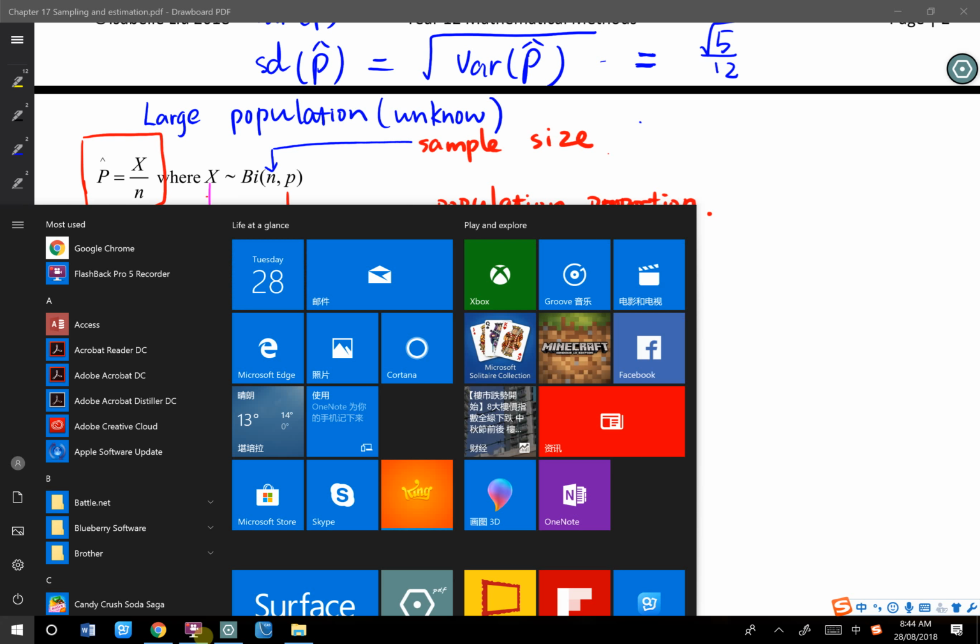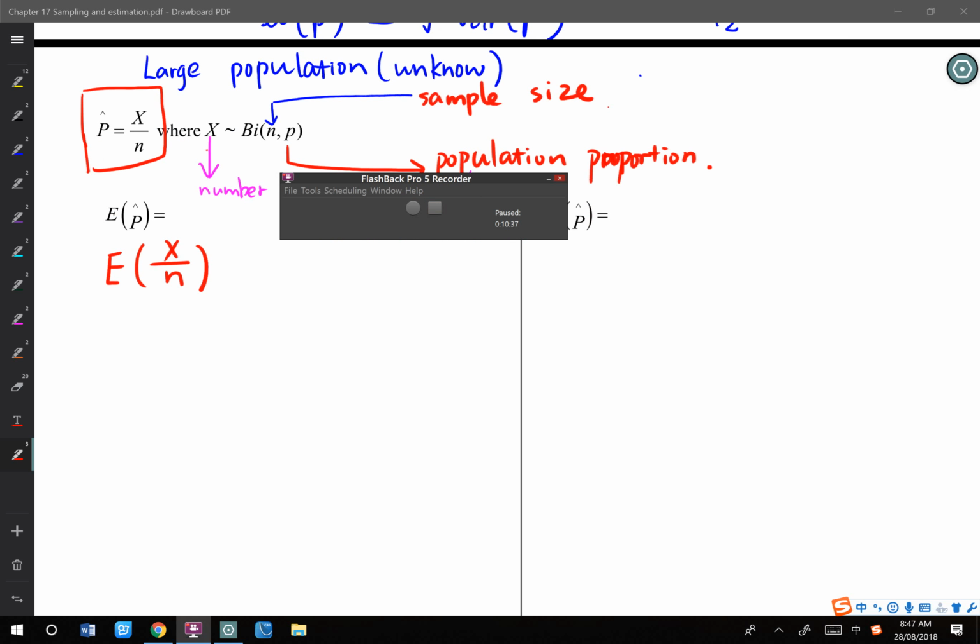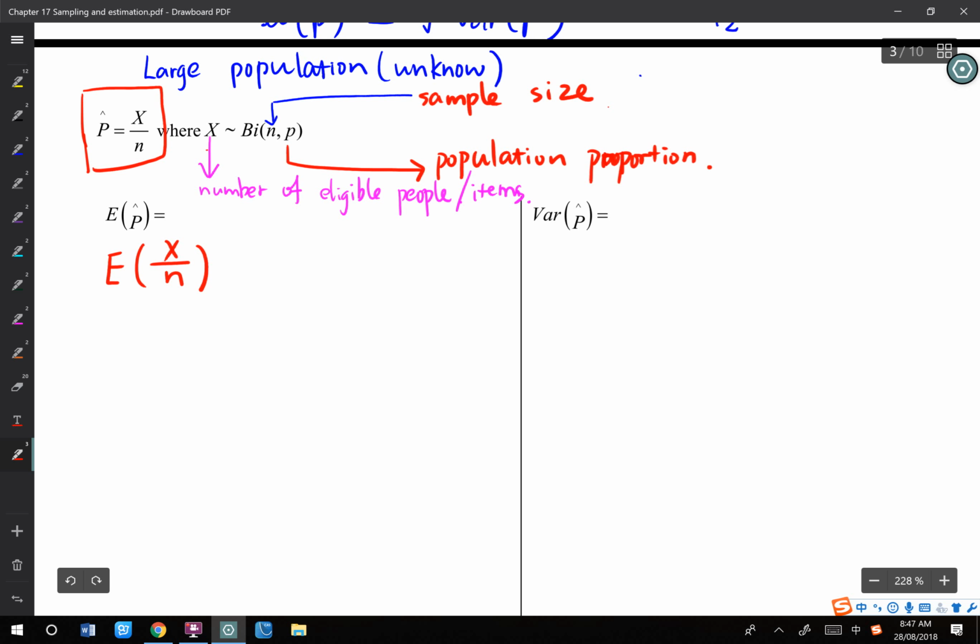Oh God, I forgot my charger again. Just have a look.